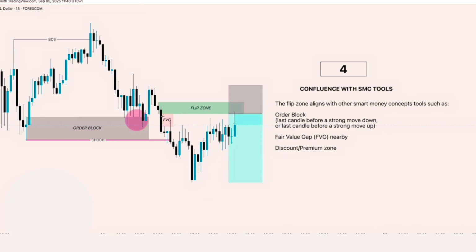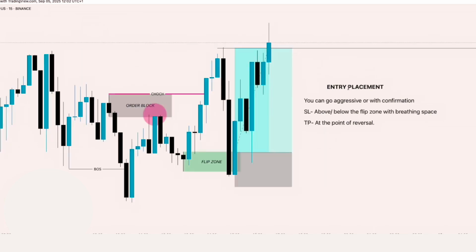Now, as you are mapping it out, you also need another confirmation. Fair value gap must be there. So you map out your FVG and then wait for price to tap in. Remember, discount and premium zones. It is important for the entry placement for the flip zone.